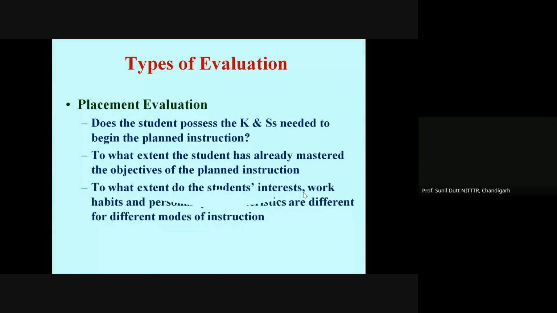To what extent do the students' interests, work habits, and personality characteristics differ for different modes of instruction? Before the start of the semester, you can administer some standardized tools which are available online. One such tool is on learning style. You ask your students to answer 44 statements, and immediately they will come to know their right learning style. So as a teacher, you need to provide instruction suiting the different learning styles of the learners. So this is the beginning.